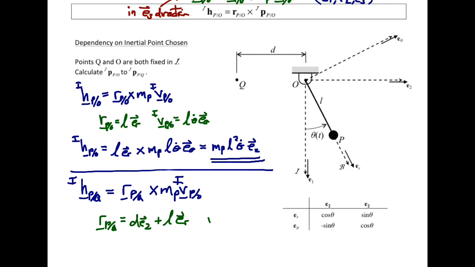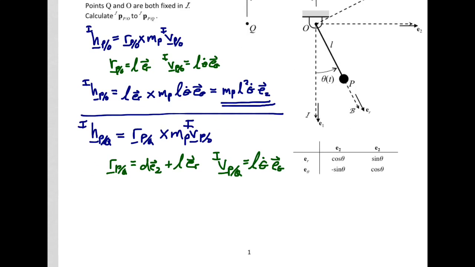And we know that the velocity of point P with respect to Q is equivalent to the velocity of point P with respect to O as observed in the inertial reference frame. So it's L theta dot E theta. And the reason why is because both O and Q are fixed within the inertial reference frame. So therefore, the translational velocity of the point P is going to be the same relative to both of those points.